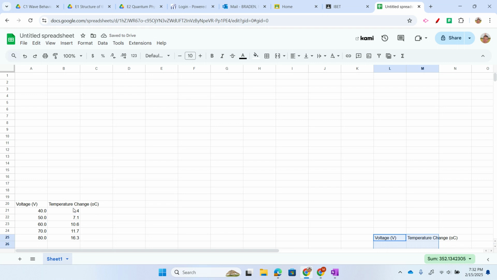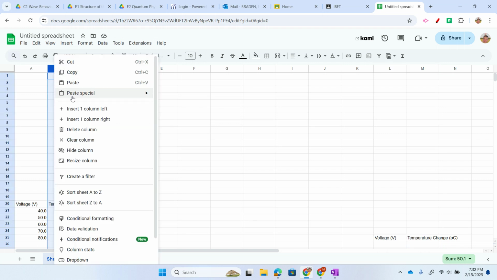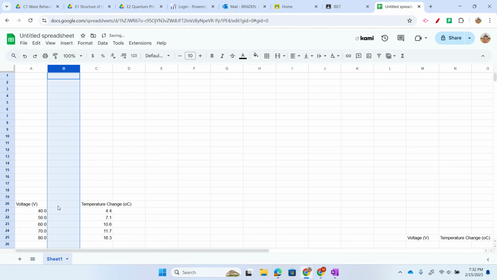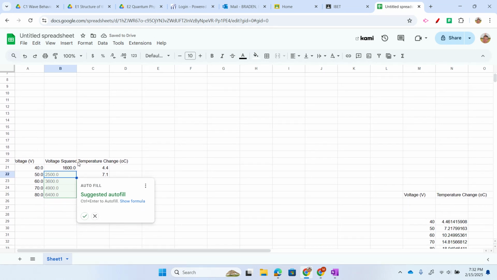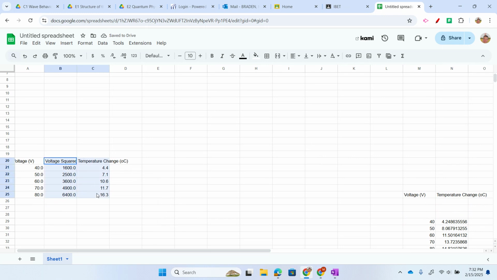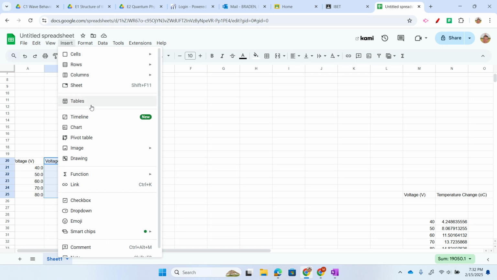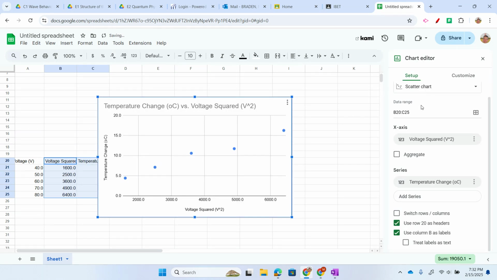So I'm going to make another column here. I'll stick it in between here with a v squared. Let's see, I'll type it out. And it's going to have units of volts squared. It's not just volts anymore. And so at this box, I'll type equals, click there, and then do a second power. It fills it in. And then make a graph of these. And we can see that this one also looks pretty straight.